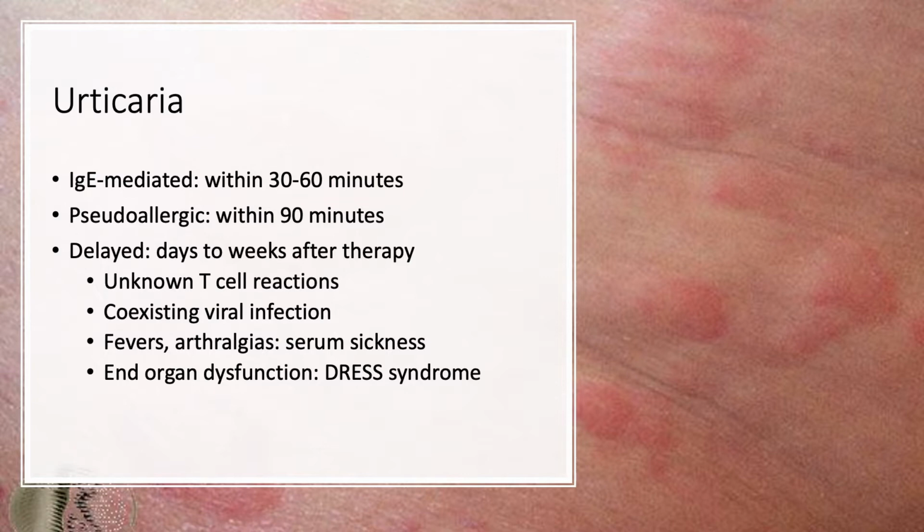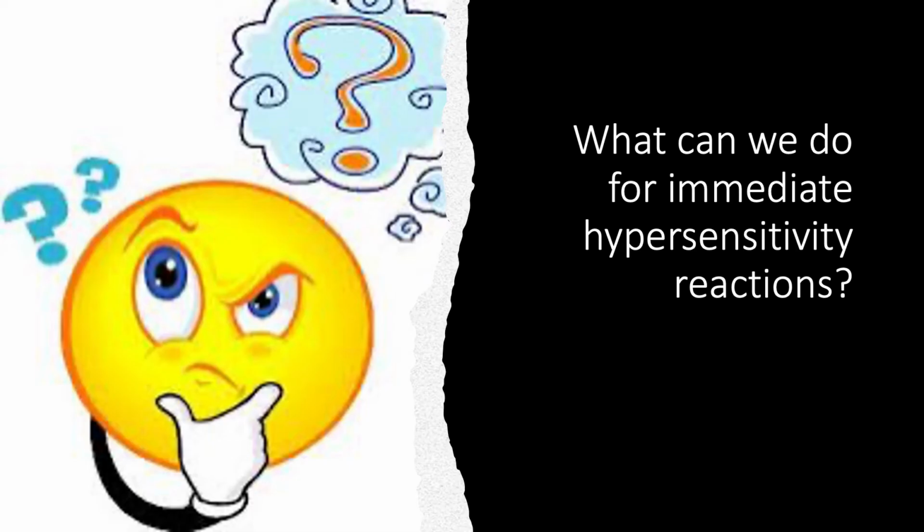And in delayed reactions, so some delayed type hypersensitivities that honestly we can treat through if we need to will have urticaria, especially if there's a viral infection known there. It can also be seen with serum sickness, which we obviously need to be able to diagnose, and in bad reactions that we'll talk a little bit more about, including DRESS syndrome. So what can we do for immediate hypersensitivity reactions?